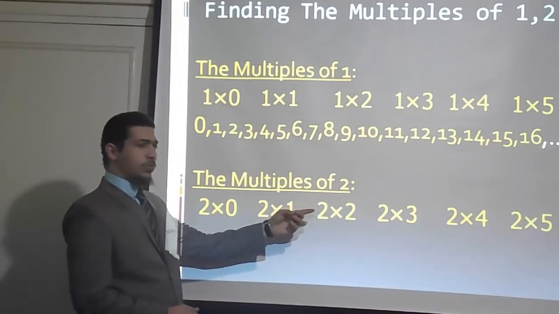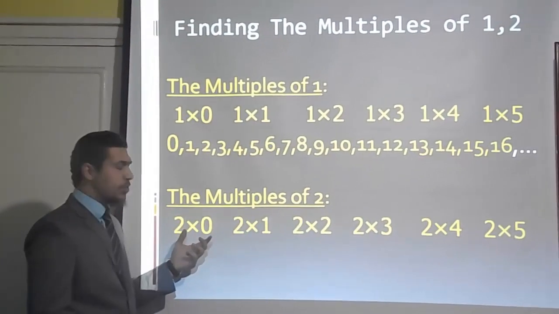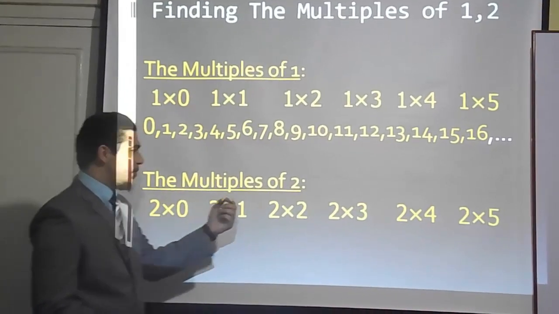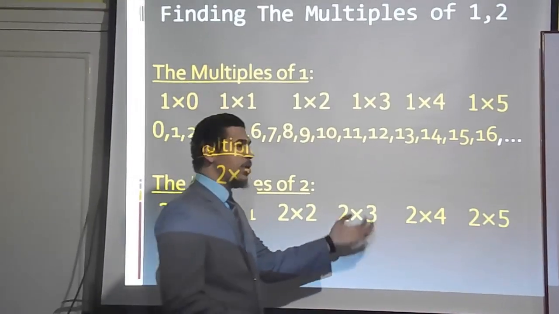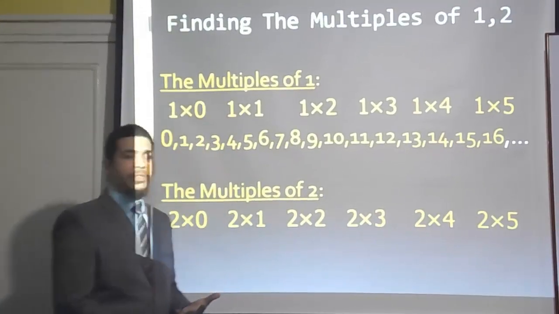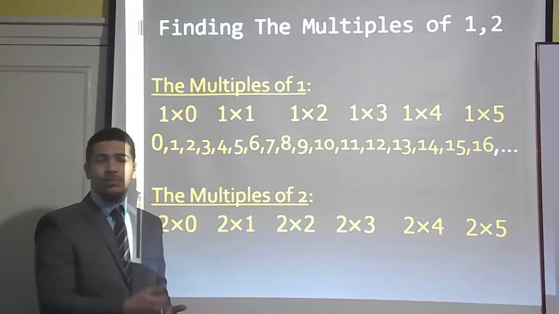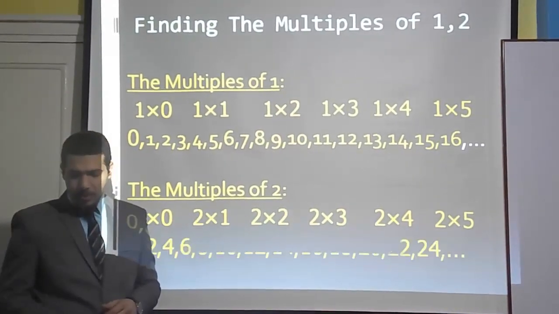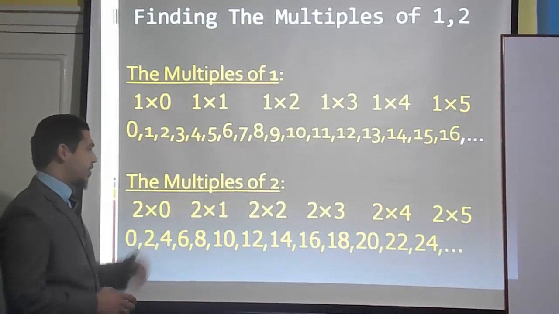Multiples of the number 2. This means 2 repeated no times, 2 repeated only 1 time, 2 repeated 2 times, 3 times, 4 times, 5 times, 6 times, 7 times, and so on, as you want, to find any multiples of 2.